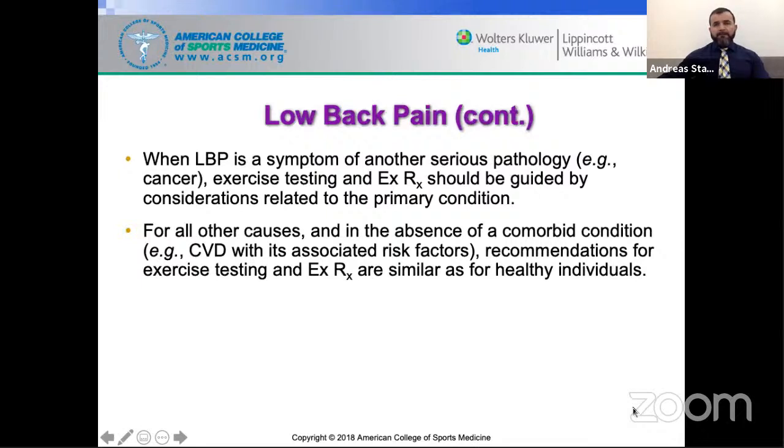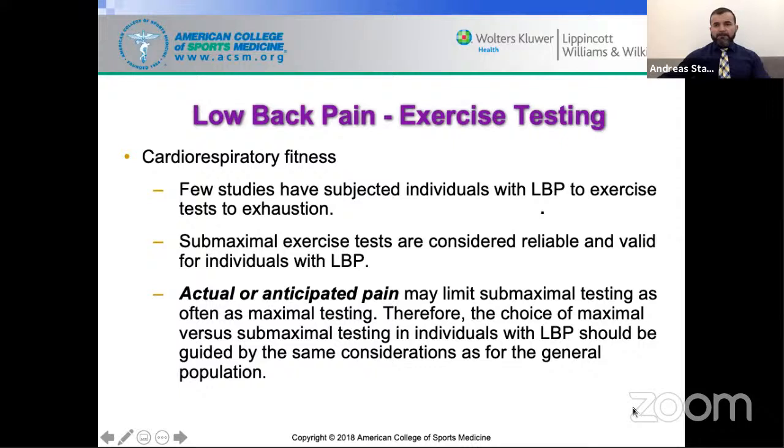If LBP is a symptom of another serious pathology, of course, we treat the pathology first, let's say cancer, and then we'll figure out what's going on with low back pain. If not, though, then we should directly prescribe exercise for low back pain, which is similar to all healthy individuals. Cardiorespiratory, yes. Submaximal, yes. But you see here that actual or anticipated pain, which has to do again with anxiety, fear, misinformation, may limit the test. So if we do some kind of testing here, it's a case-by-case scenario.